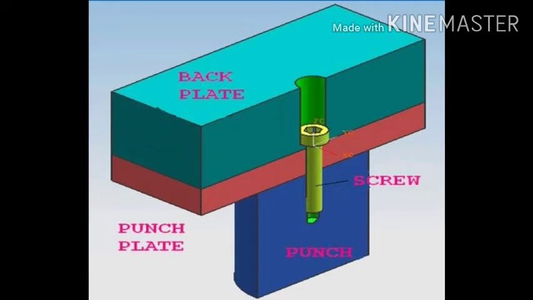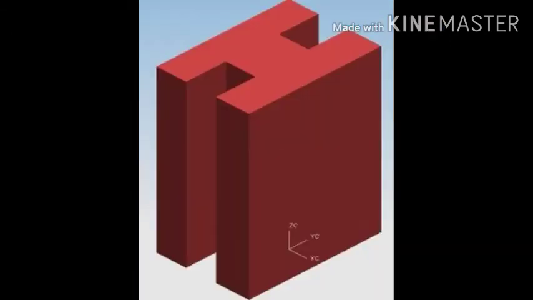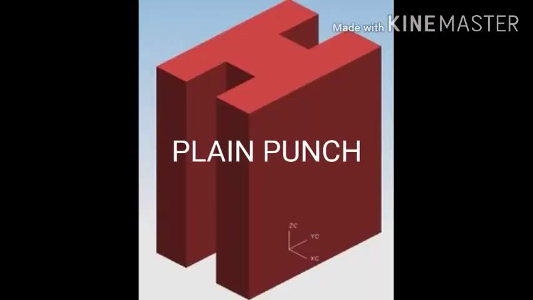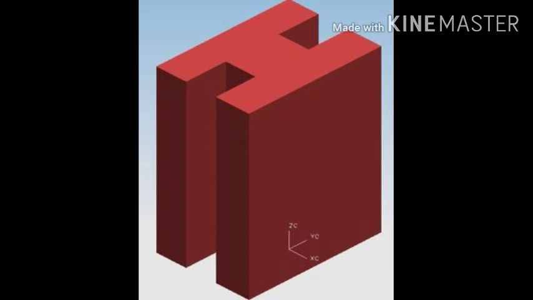Plain punches. You can see the H-shaped punch diagram here. The cross-sectional configuration of this punch is rectangular. The side wall of the punch follows the cutting contour, originating at the cutting edge and extending straight through to the base surface. You can see it in the diagram.